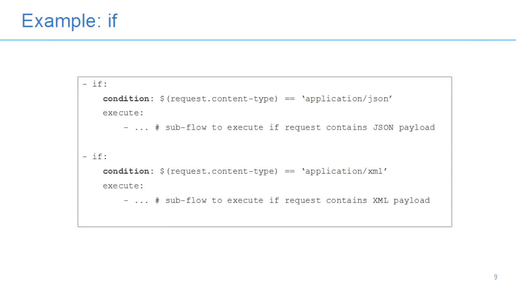And later on, an example of if. Again, conditions are a JavaScript expression. You can reference, like you can see here in this example, one of our assembly variables, request content type. But it's pretty much evaluating JavaScript at this point. If it evaluates to true, we're going to execute a subflow.